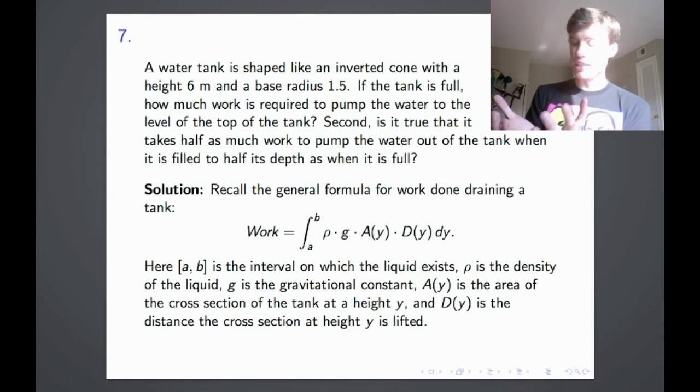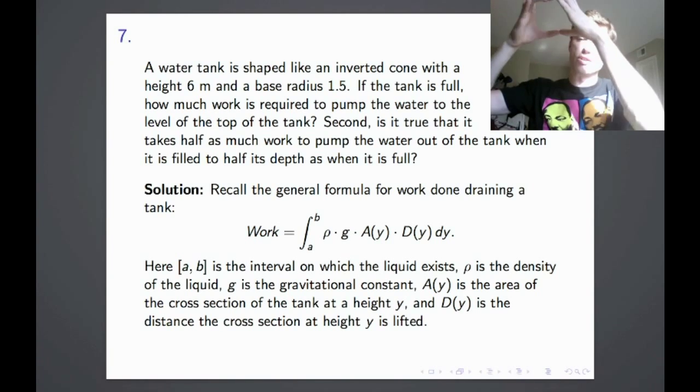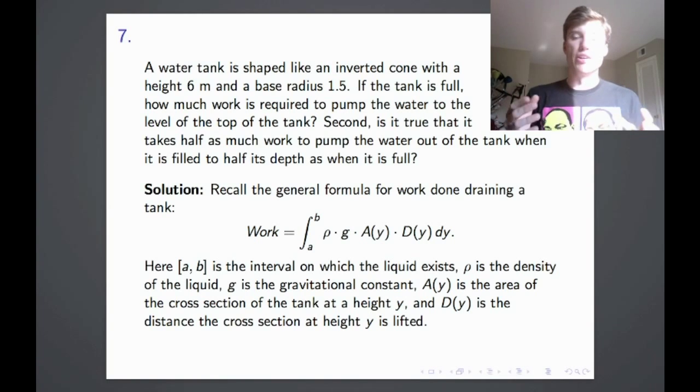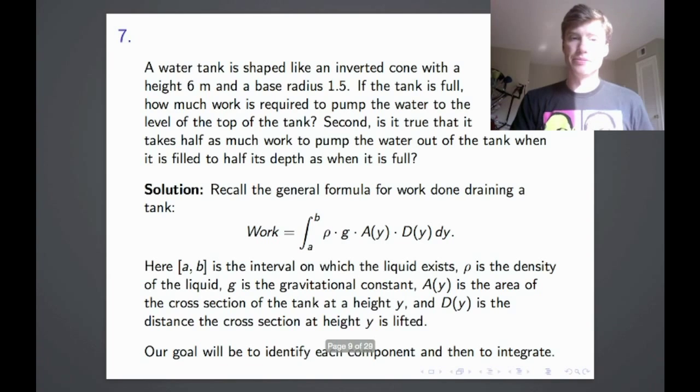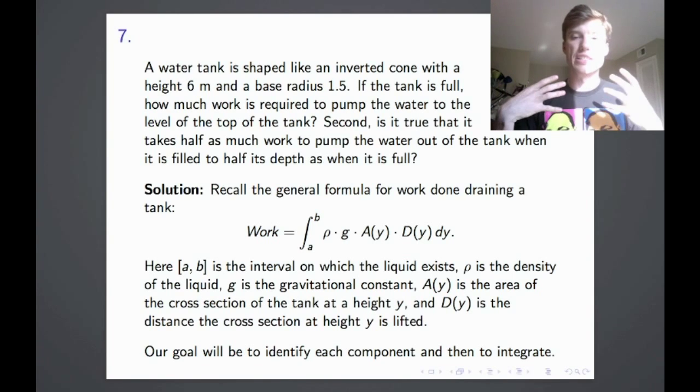Now, d of y, we have the cross section A at the height y. D of y is the distance this particular cross section has to travel when we are draining the tank. So in this case, we have to take the cross section at a height y up to a height of 6. Our goal when solving these tank draining problems will be to identify each component, so the A, the B, the rho, the G, the A of y, and the D of y.